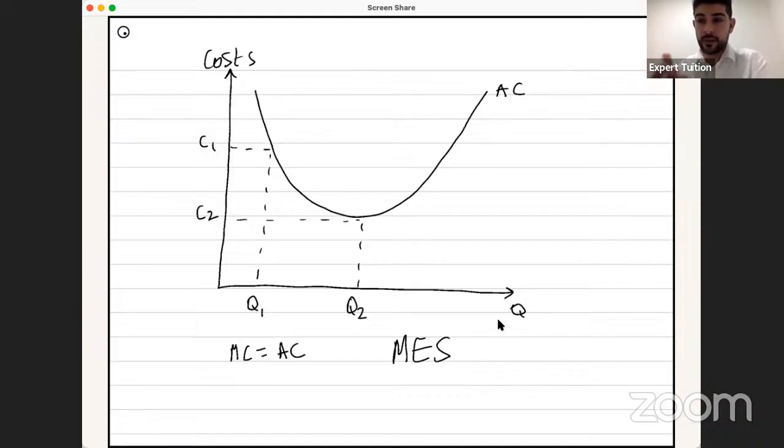Just a really fancy way of saying the bottom of the AC curve, by the way, the minimum amount of output that you need in order for you to fully tap into your economies of scale. So on my diagram, it's basically there, yeah? And then I can do the following, and therefore the firm becomes more productively efficient.